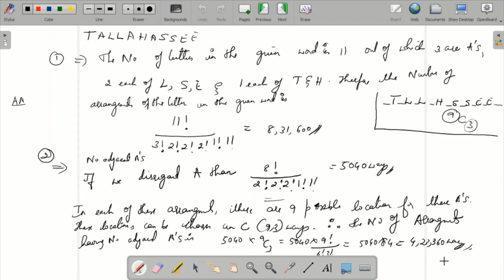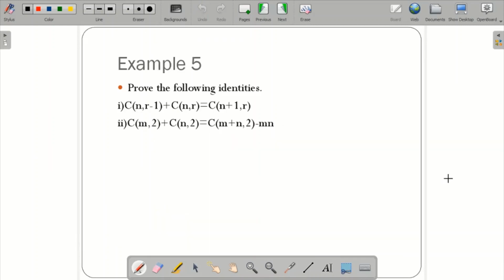So this is regarding the example 4. So here the number of letters in the given word is 11. First, this was clear. No adjacent A's was my second criteria. So I just removed the A's. Except A's, I did the arrangement of these letters. I got 8C, this factorial ways. And if no adjacent A's, obviously A should be here, here, here, in between these letters. So there are 9 locations, but I have 3 A's, so 9C3. Why I multiplied with this? Because it is happening simultaneously. So it is a product rule. So 5040 into 9C3, I got so many ways. So this is regarding the example 4.